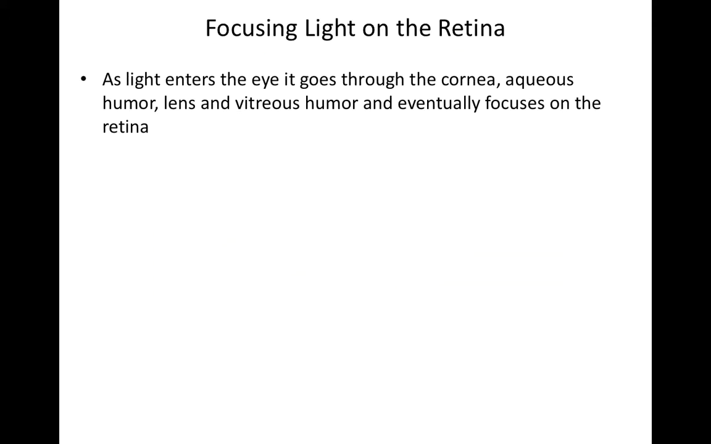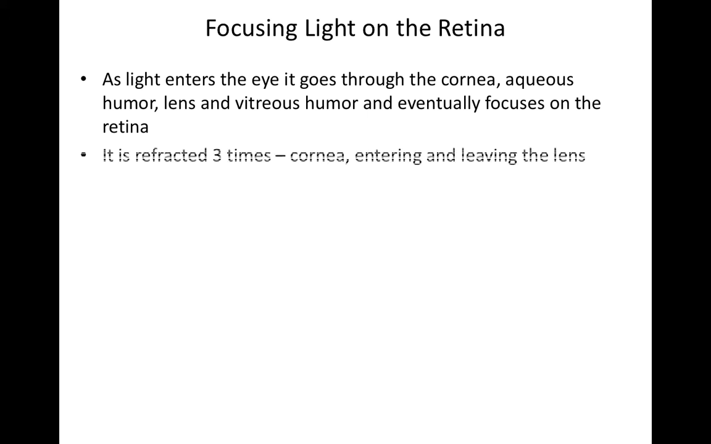So we've got several pieces that light has to go through. We're going to go through the cornea, into the aqueous humor, through the lens, into the vitreous humor, and eventually focus onto the retina. So it's going to be refracted 3 different times possibly: cornea, going into the lens, and leaving the lens.